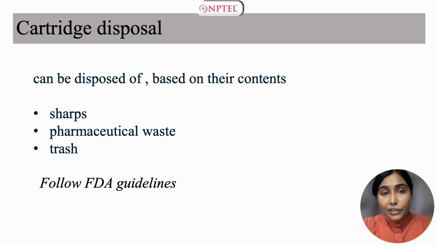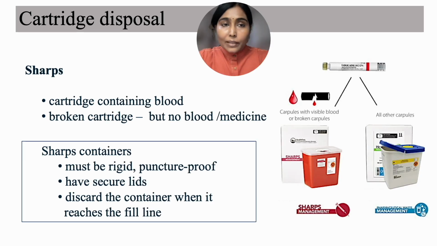After administration of the local anesthetic solution, the cartridge needs to be disposed of. Now, this is based on their contents and grading such as sharps, pharmaceutical waste, or trash. Remember to follow the FDA guidelines. To begin with sharps. If the cartridge contains blood, it is considered a sharp and should be placed in a sharps container. If the cartridge is broken but does not contain blood or medicine, it can be placed in a sharps container to protect against broken glass.